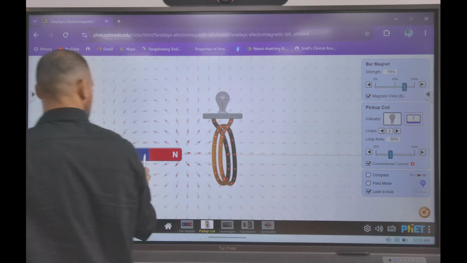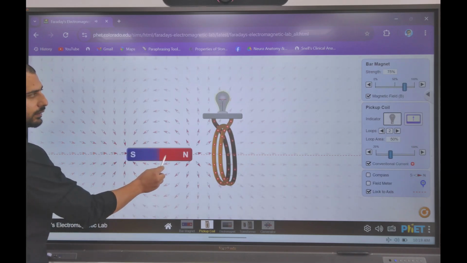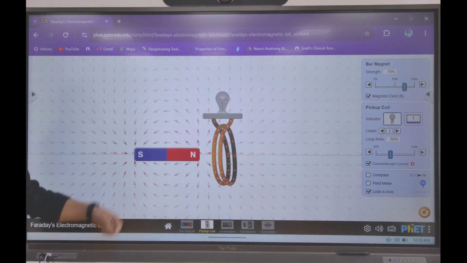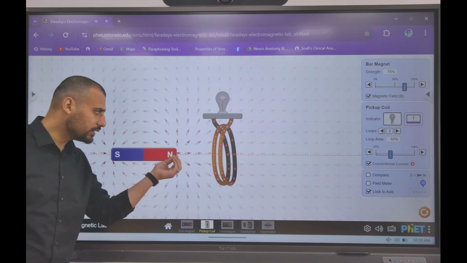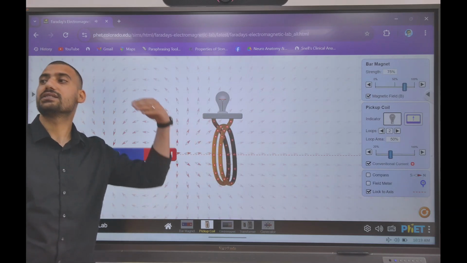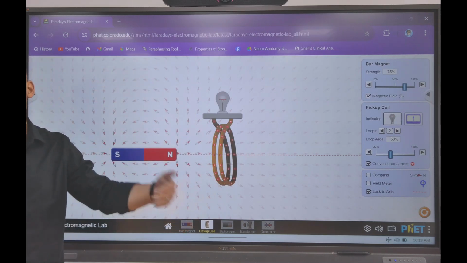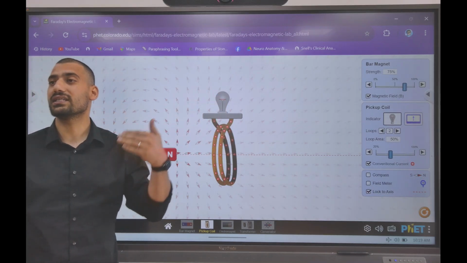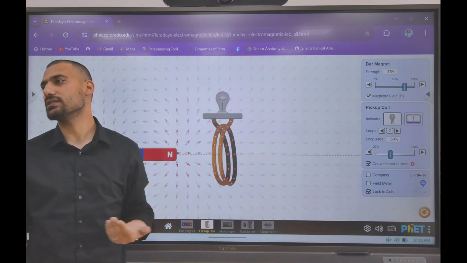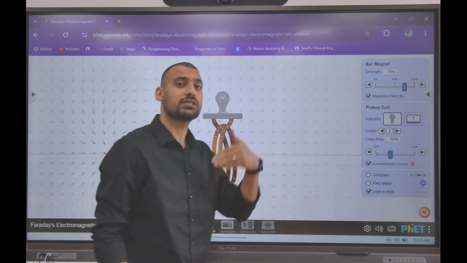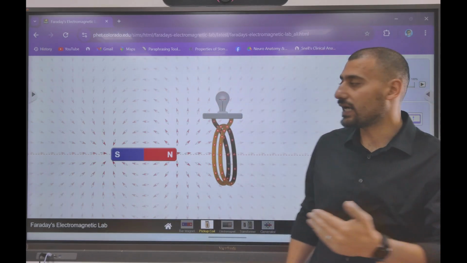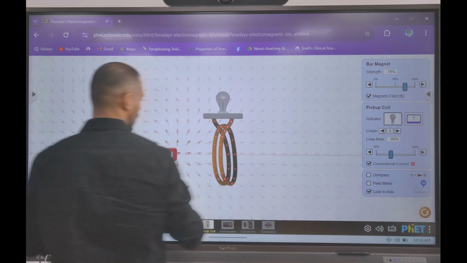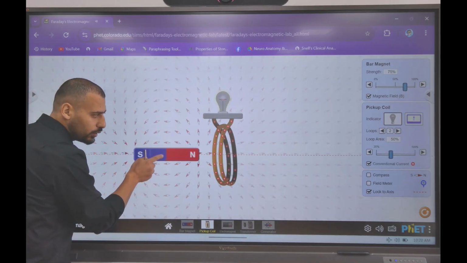But if I give some motion to the bar magnet, see, when I give some motion, what is happening? The bulb here is glowing. Why is that happening? The reason was the magnetic field which gets linked with this coil is changing, therefore the flux is changing. When the flux is changing, the coil doesn't accept the change. And because it doesn't accept the change, it produces its own magnetic field such that the original motion of the magnet is opposed.